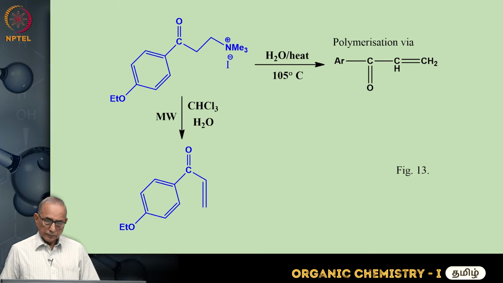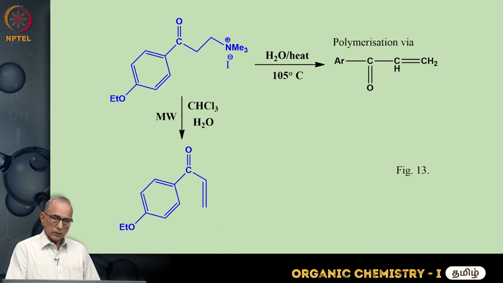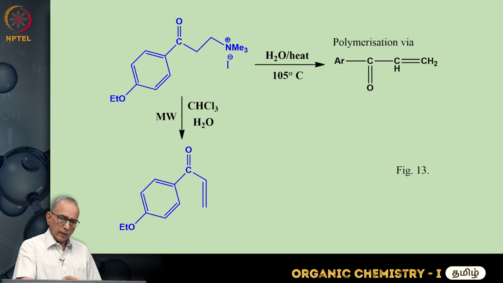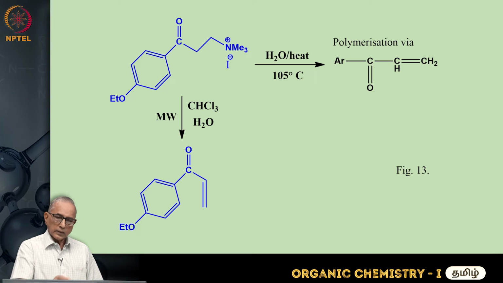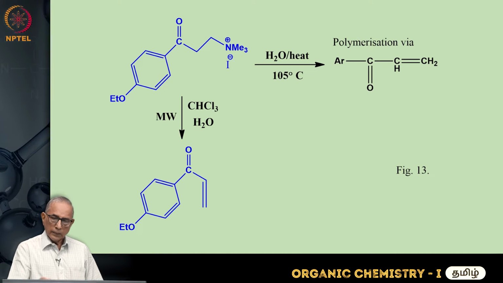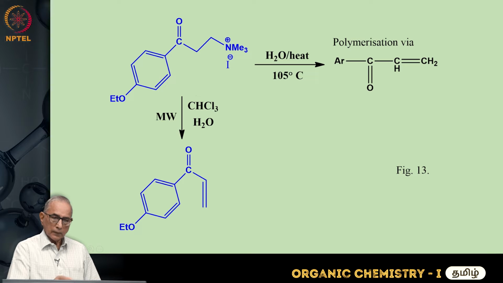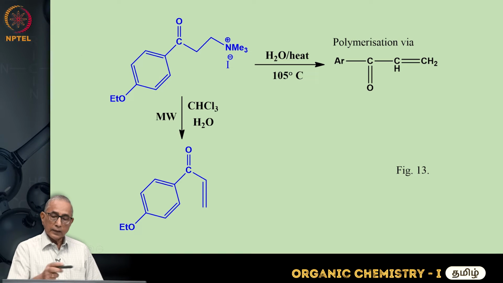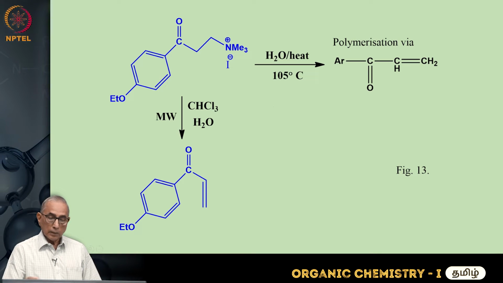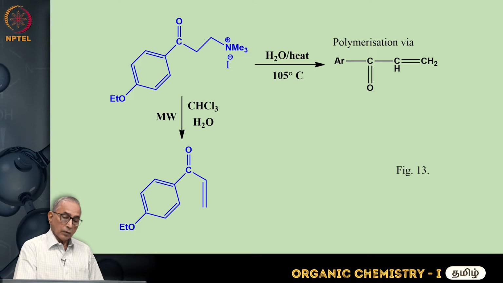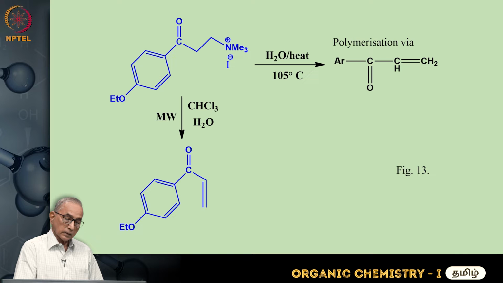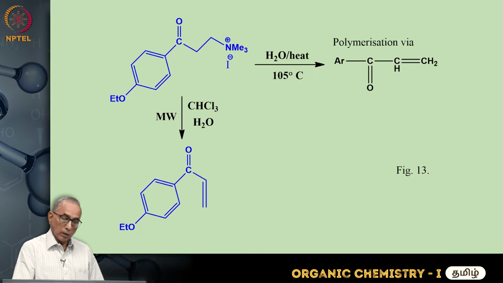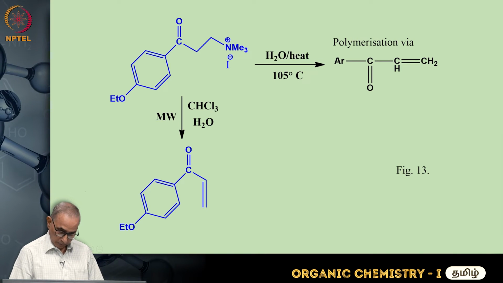This is a reaction which leads to this. You have this ammonium ion, this trimethyl, this benzyl group. And this ammonium ion, if it is heated with water, it produces a polymer. It forms a double bond here, and that double bond results in polymerization. Whereas if you use this with chloroform and water with microwave radiation, it just forms the double bond. So it makes a lot of difference in the product.